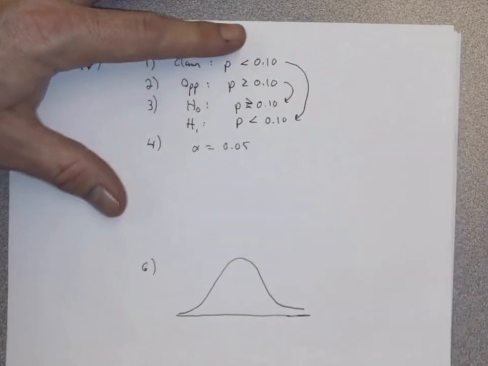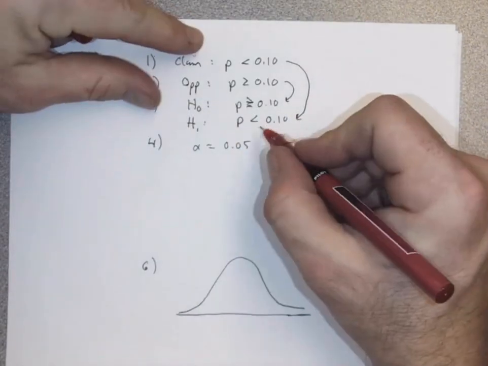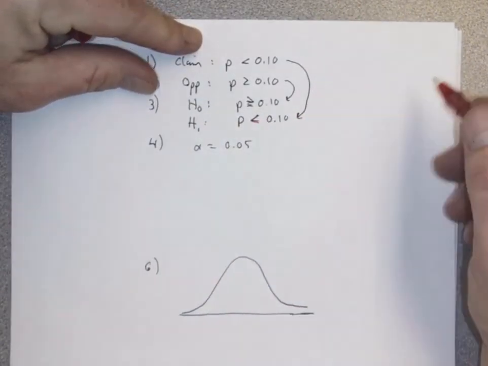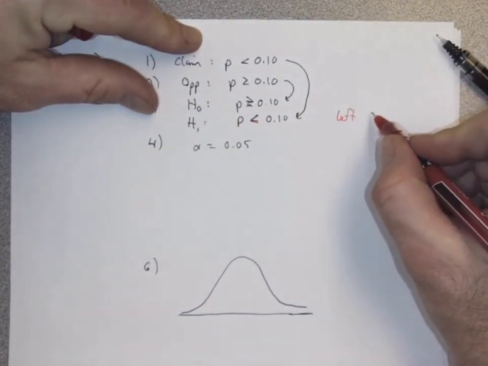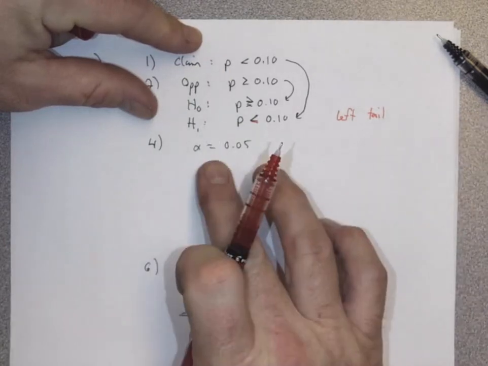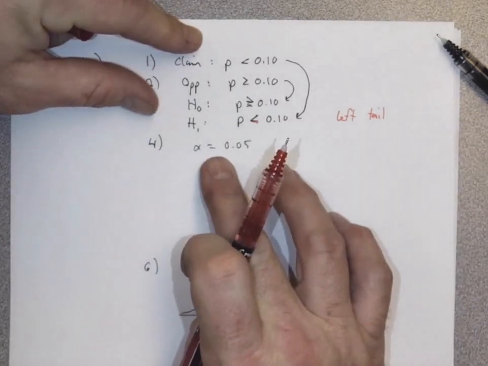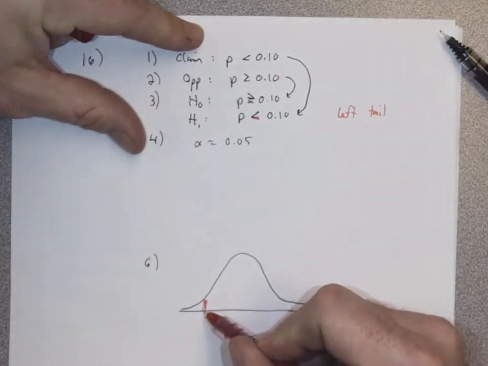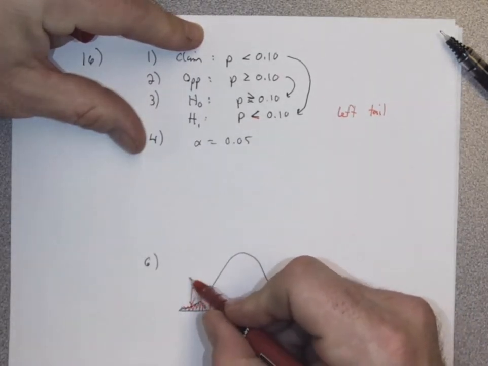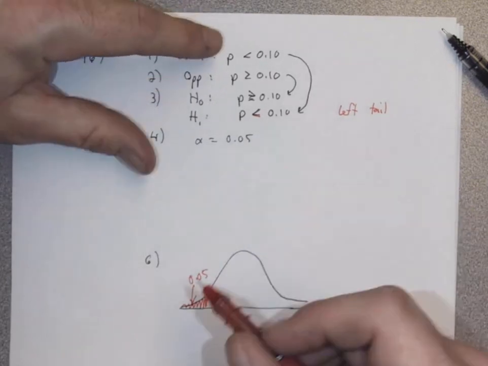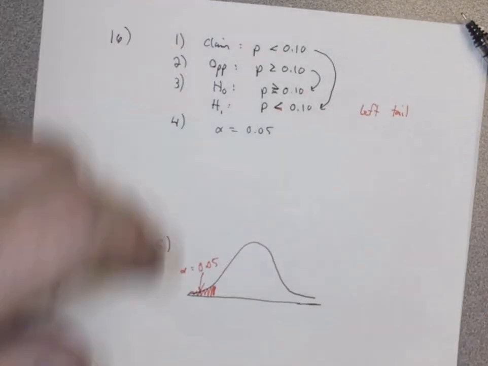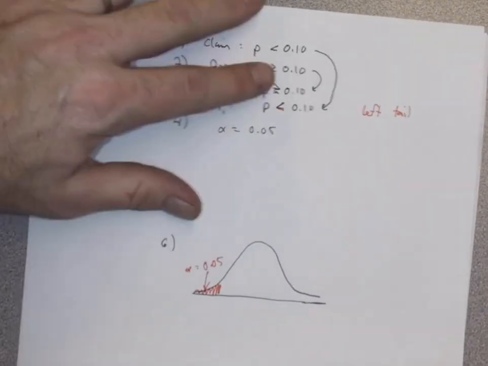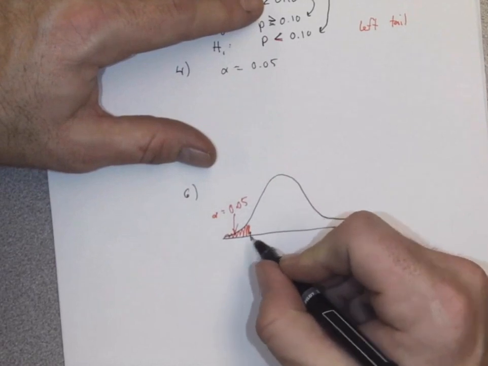So what I know is that this is a left tail, because the tail is always determined by the alternative. So that means we're going to use alpha or alpha over 2. Well, since I only have one tail, we're just going to use alpha. So this is my left tail, and this is equal to 0.05. So that's what alpha is equal to. Now what I have to do is find this value right here.